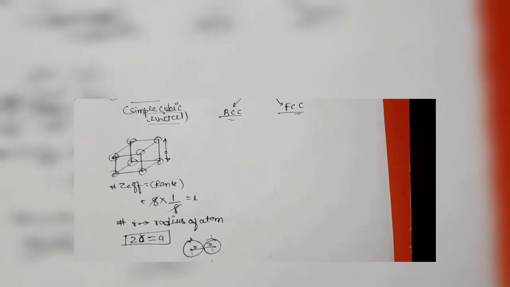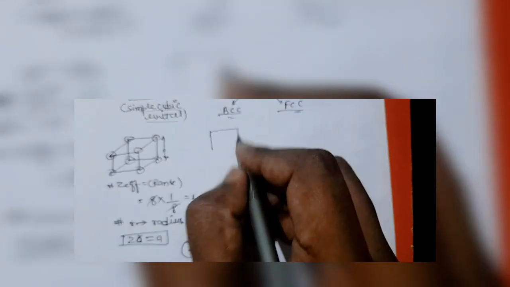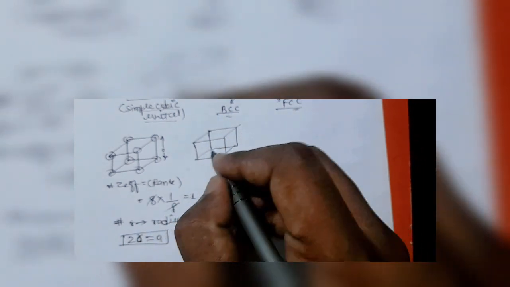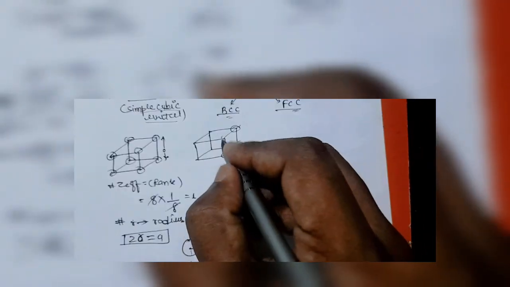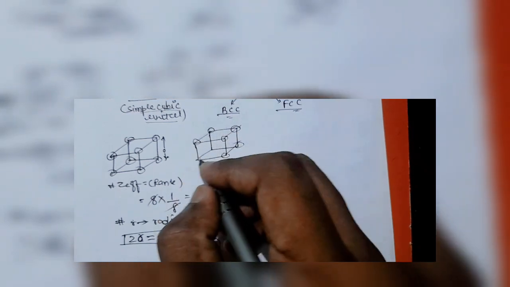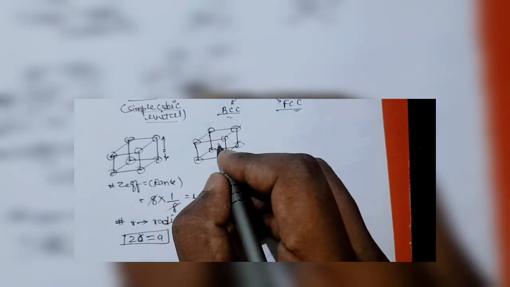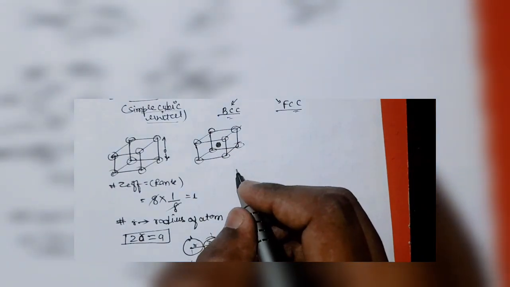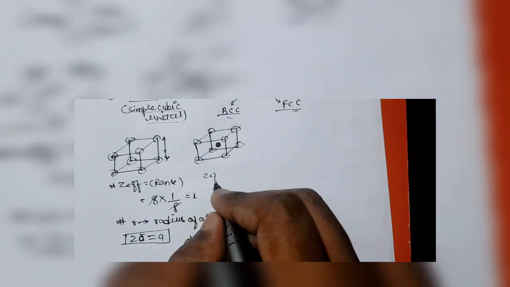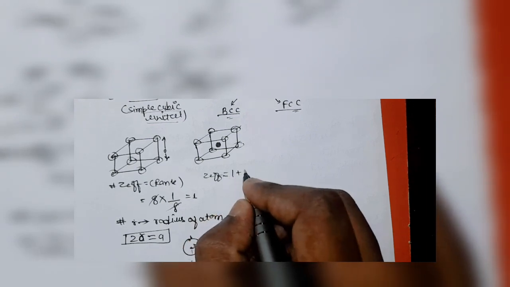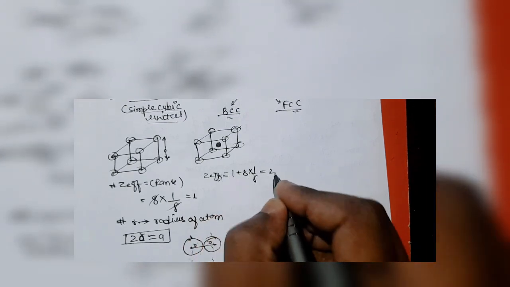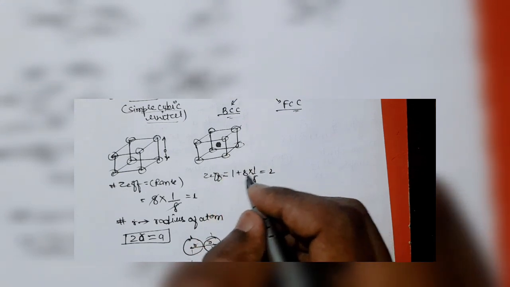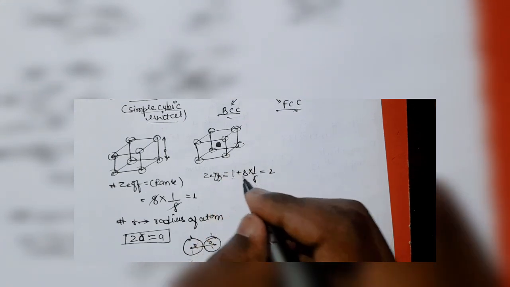Let's move ahead to BCC. In BCC, what is happening? There is a cube. In the BCC, the atoms are present not only at the corners of the cube, an atom is also present at the body center of it. So its effective number, that is the rank of it, increases by 1. This is because this atom is completely present inside the unit cell, that's why it contributes its full rank.